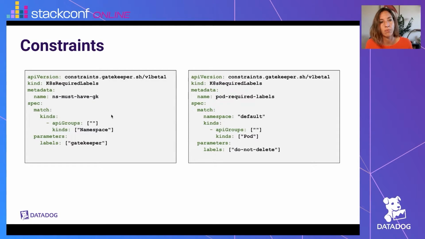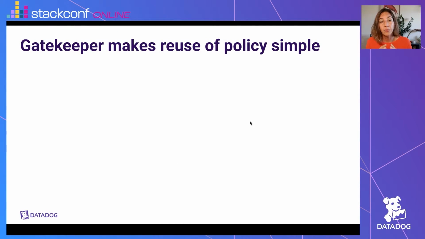In this case, for example, I'm saying that a namespace is required to have the Gatekeeper label, and my pods, for example, require the do not delete label, but only in the default namespace. That way you can reuse these rules over and over again without having to write a lot of Rego. And that makes Gatekeeper great to reuse policy.